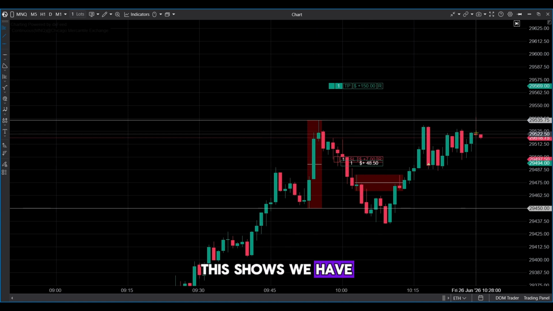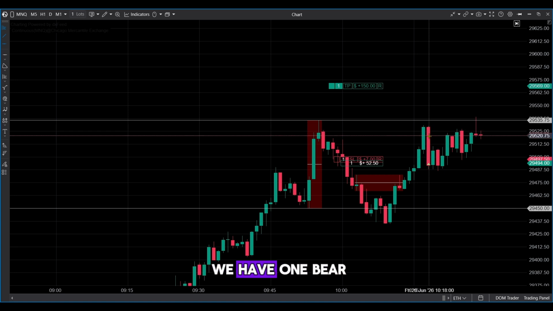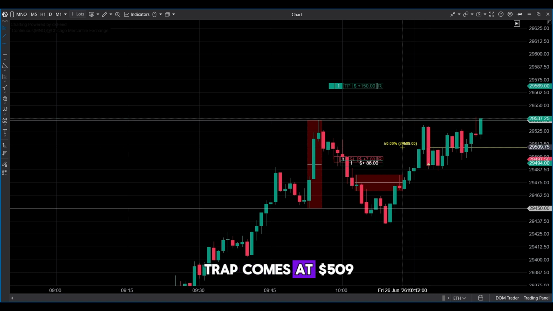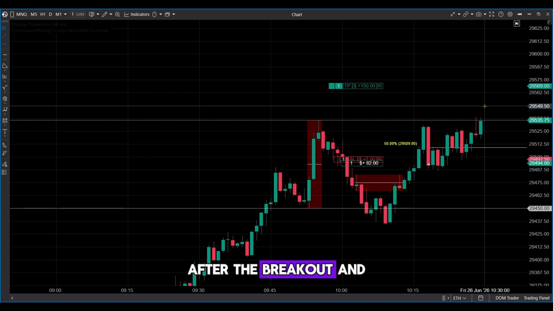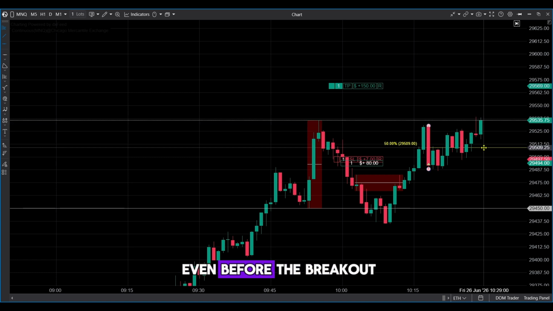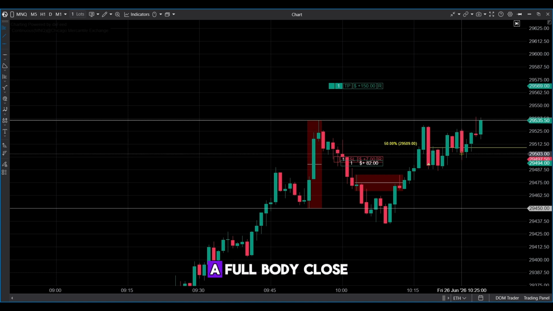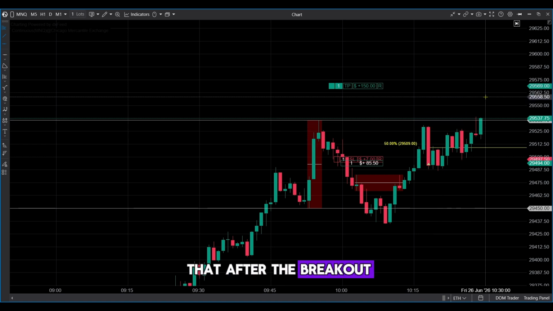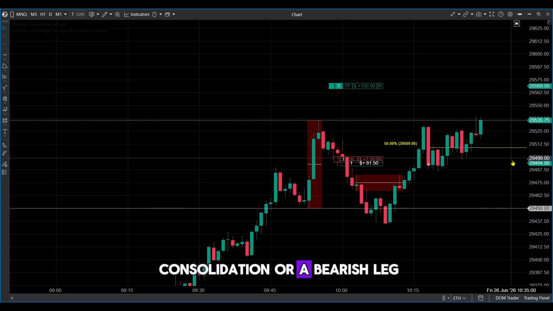This shows we have passive sellers in the market. On the other hand, we have one bear trap in here. Half of that bear trap comes at $509. This area after the breakout and even before the breakout should remain open. But look, we have a full body close below this level. These are all footprints that after the breakout, we might have a consolidation or a bearish leg.